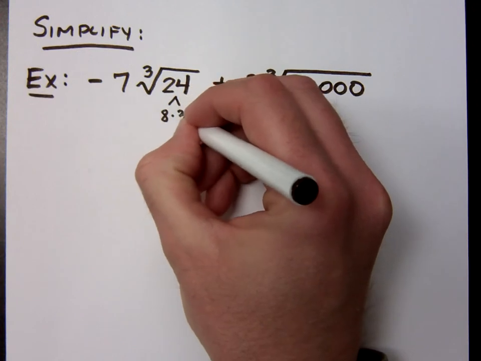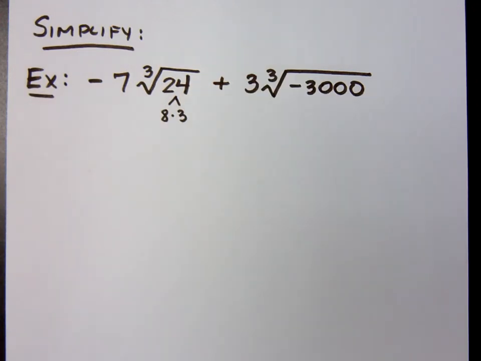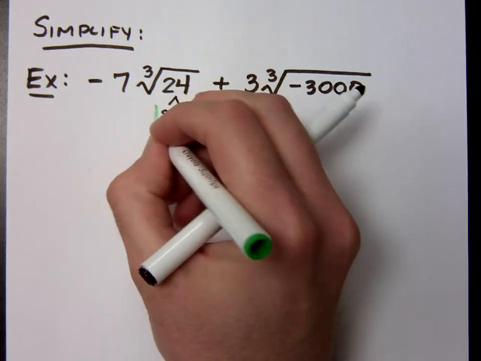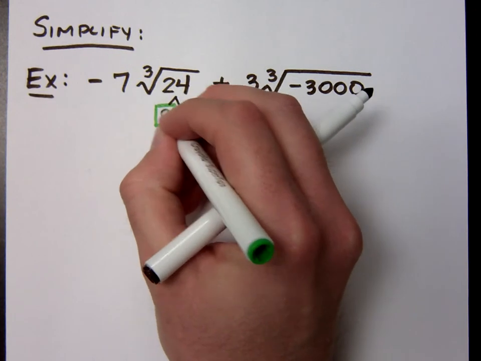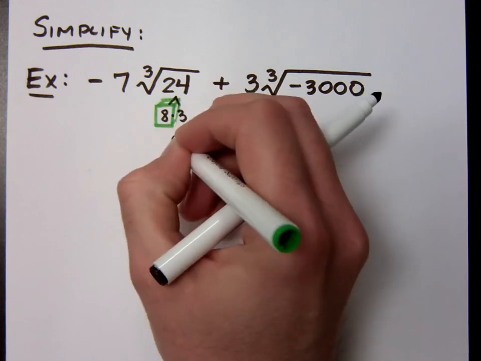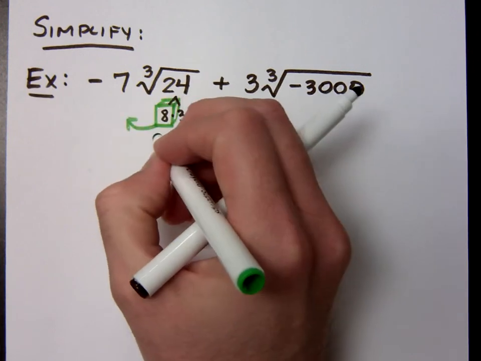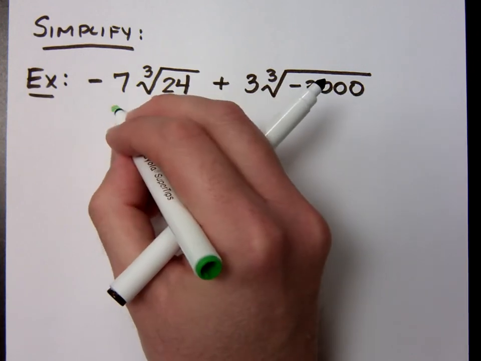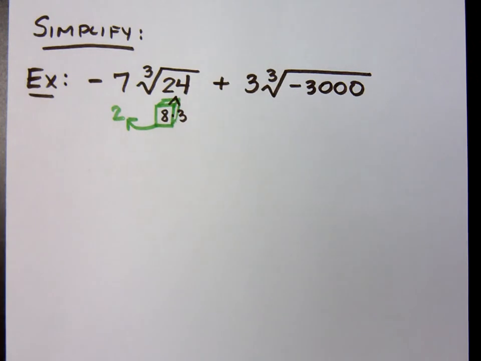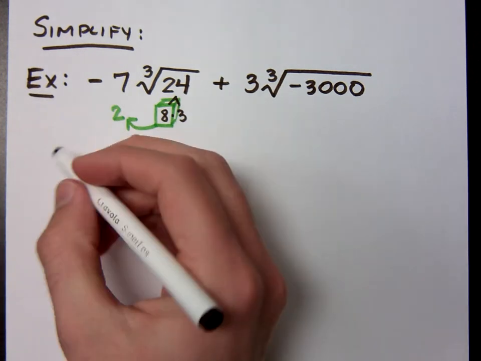I would use 8 times 3. Why did you use 8 times 3? 8 is my perfect cube, right? And what does 8 give me? The cube root of 8 gives me the 2, right? Isn't the cube root of 8 2? Or am I tripping? Yeah. So then what does this guy become?